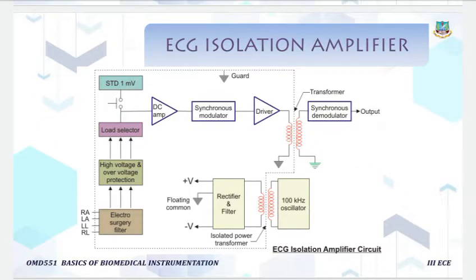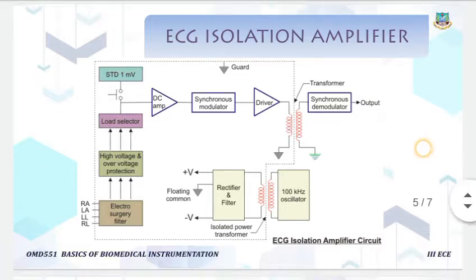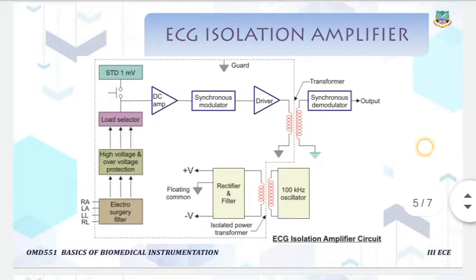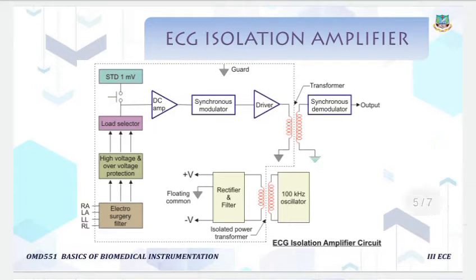Next, how this isolation amplifier is used in ECG. Okay, so the ECG isolation amplifier. First, we know the signal comes from the different leads. For the ECG measurement there are various lead configurations, right? From any one of the configurations it will pass on to the low pass filter. Here, this electrosurgery filter is the low pass filter.